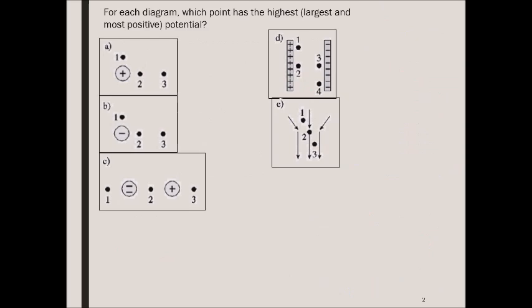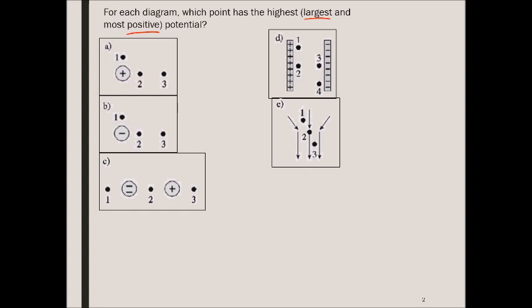So now here's a chance for you to get some practice with this, looking at these diagrams and figuring out which locations have a higher potential or a lower potential. For each diagram, figure out which point has the highest. That means largest and most positive, not just the largest value, but largest and most positive potential. So pause this video while you figure out the answers, and then come back to it when you have a good guess.